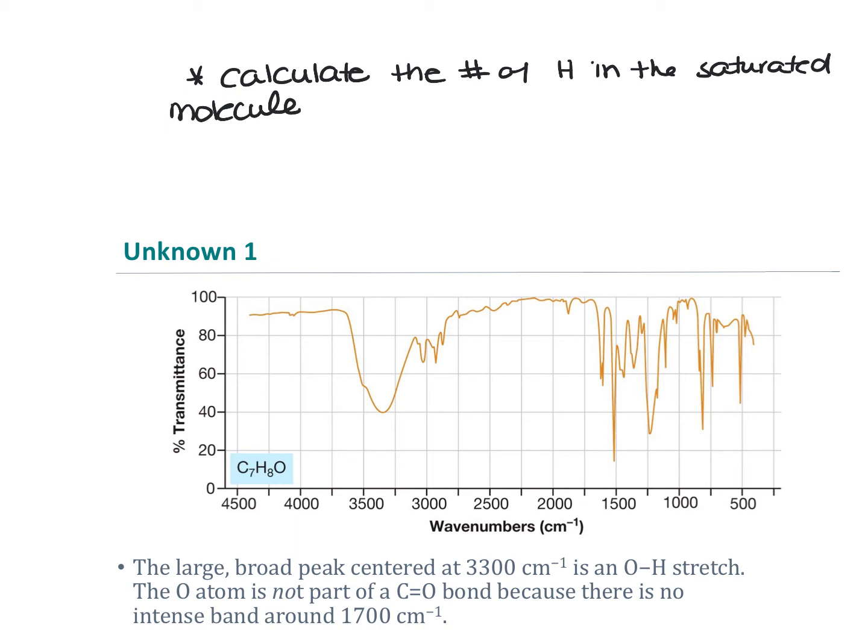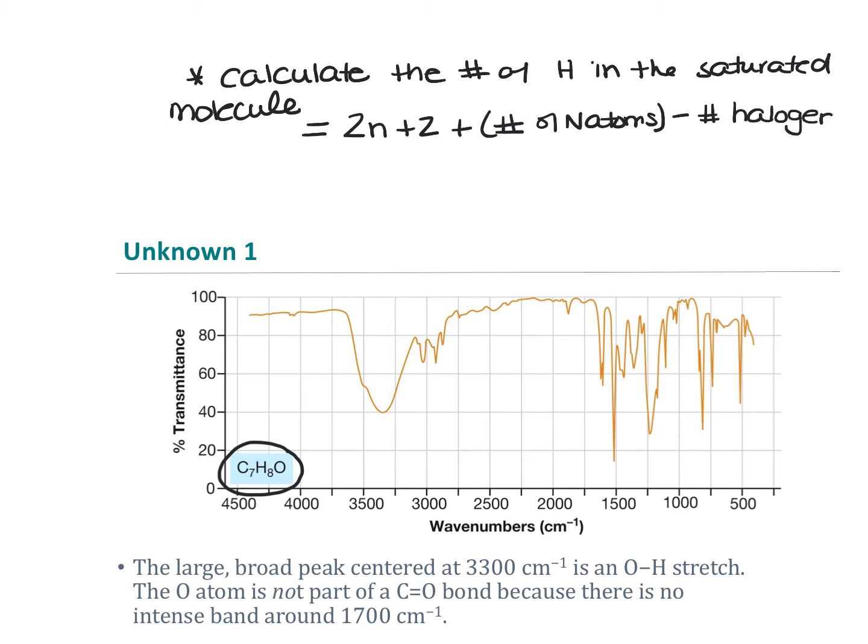So, for example, if we look here at this unknown, we are given the chemical formula. It's C7H8O. And the first step here that I would do, if you're given that, is to figure out the IHD. To calculate the number of hydrogens in the saturated molecule, that's going to equal 2N plus 2, where N is the number of carbons, plus the number of nitrogen atoms, if you have any nitrogen atoms, minus the number of halogen atoms, if you have any halogen atoms. So that's how we can calculate this.